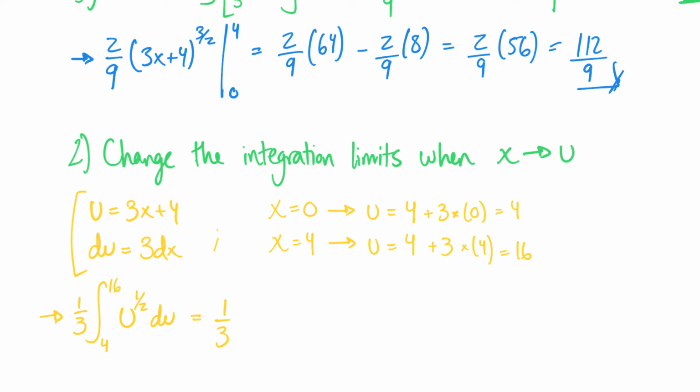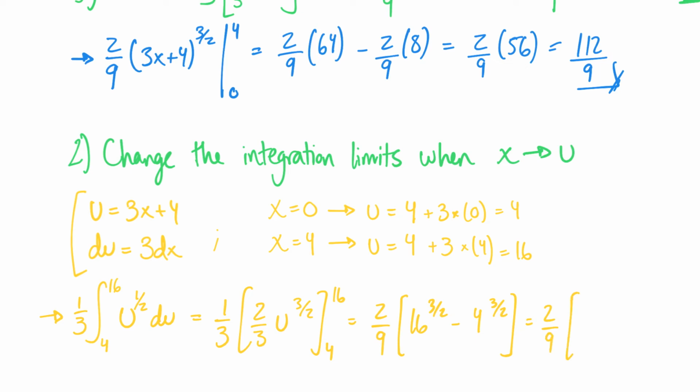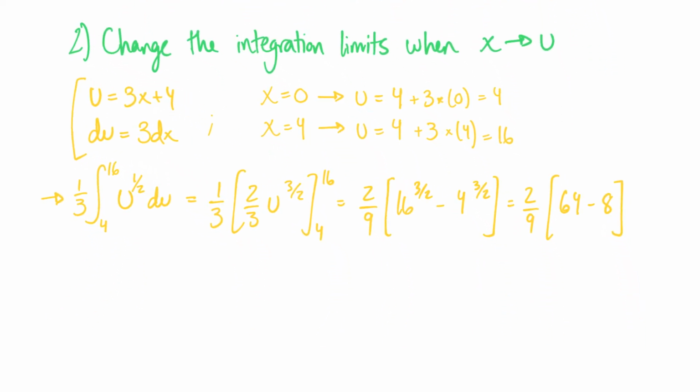So of course, this is 1/3 times 2/3 u to the 3/2. Now, I need to evaluate this. There's no c in this case. I can take the 2/9 as a constant, and now I'm going to have 16 to the power 3/2 minus 4 to the power 3/2. This is 2/9, so square root of 16 is 4, 4 to the power of 3 is 64, minus 8, so you can start to see the resemblance, and this is basically 112/9.